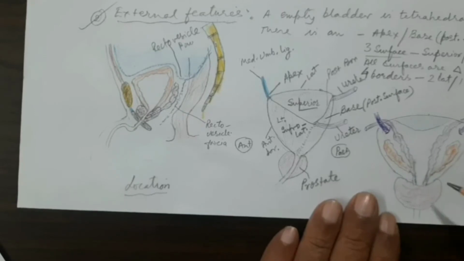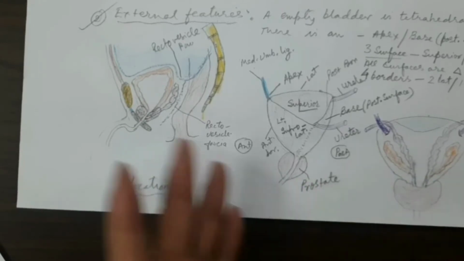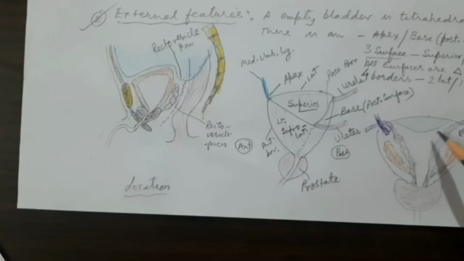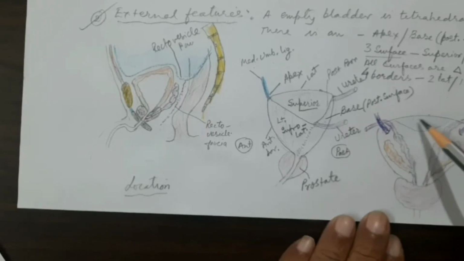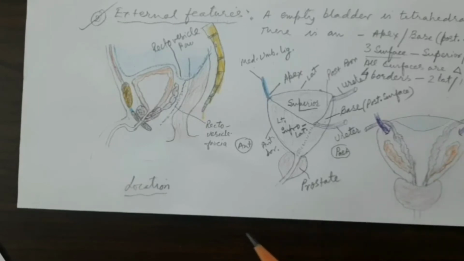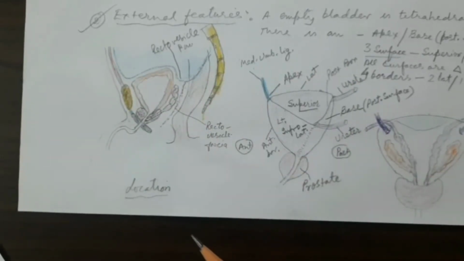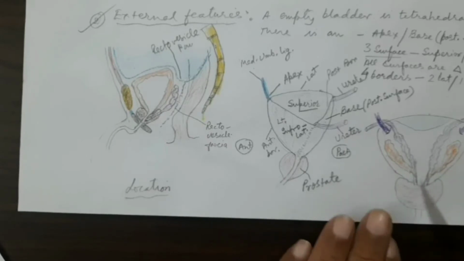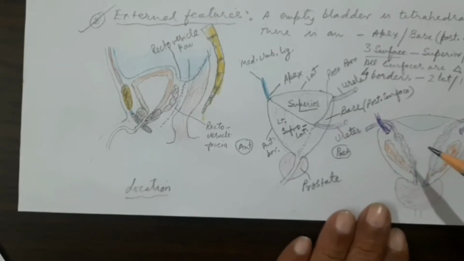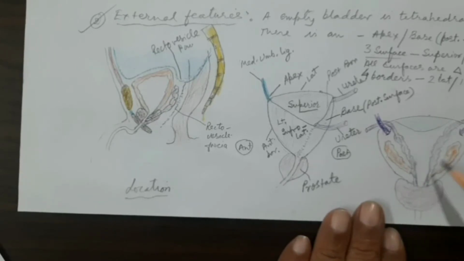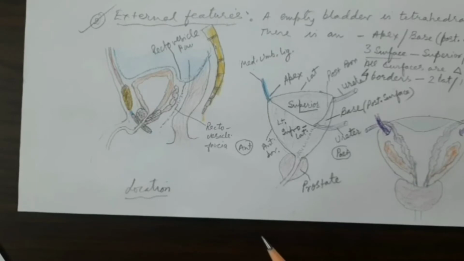There is no vas deferens, no seminal vesicle, and no prostate in the female. So this posterior surface, and that rectovesical pouch, that much area is also not covered by the peritoneum in the female. A deep rectovesical pouch formed by the reflection of peritoneum is also not seen in the female. So in the female, this base or the posterior surface is related to the cervical part of the uterus, that is the cervix of the uterus, and the lower part is related to the vagina.